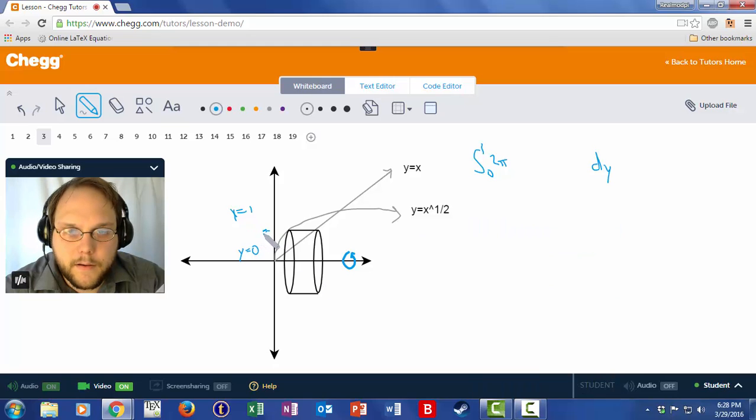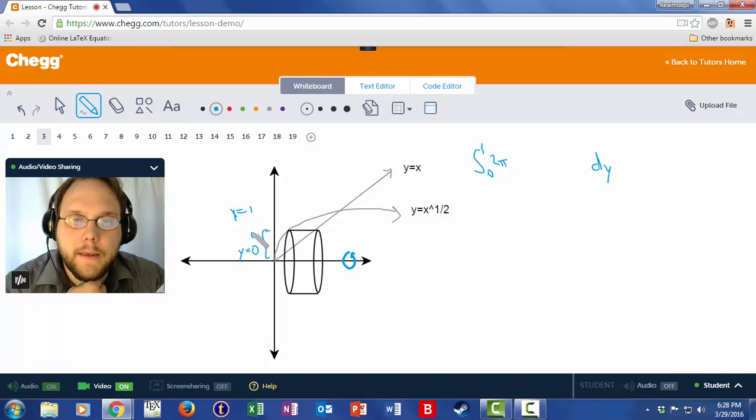The radius is right here, and that's the y value that we're looking at. That's because the y value is measuring the distance of this cylinder to the x-axis.